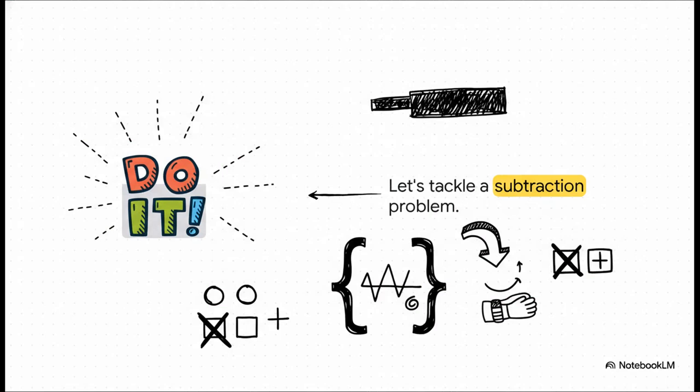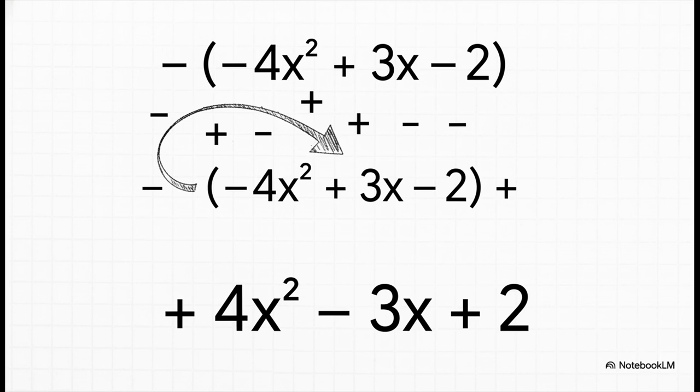So let's put that rule to the test with a subtraction problem. This is where that sign flipping rule goes from being a neat little trick to being absolutely essential to getting the right answer. Okay, check this out. Our problem is (negative 3x squared plus 2x plus 1) minus (negative 4x squared plus 3x minus 2). Now we drop the brackets, and this is where the magic happens.